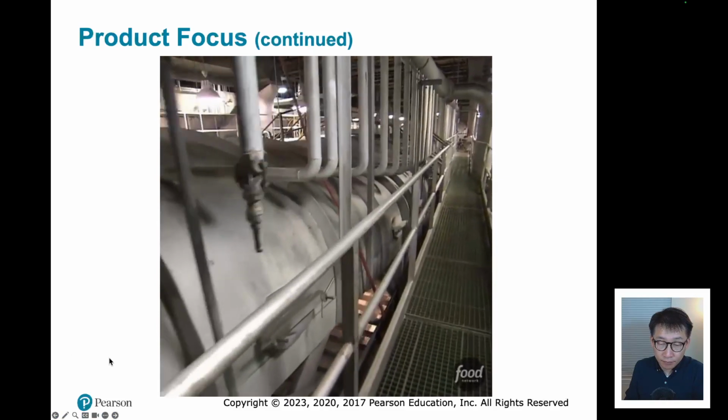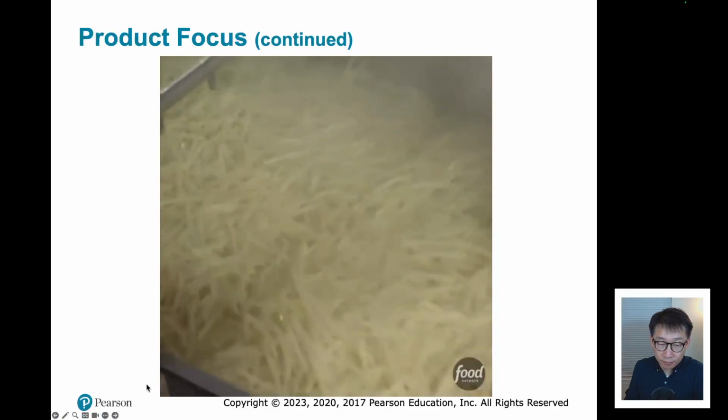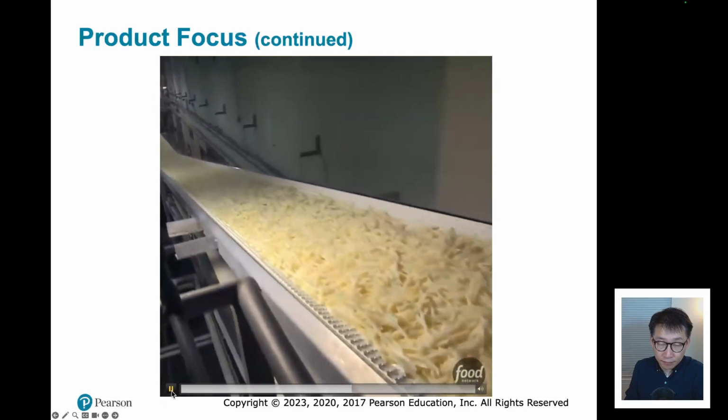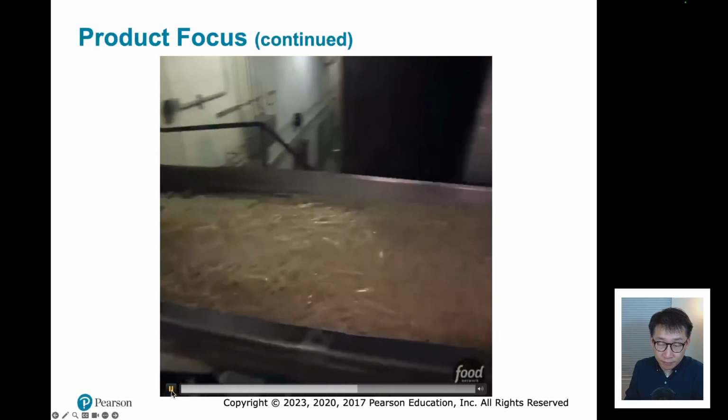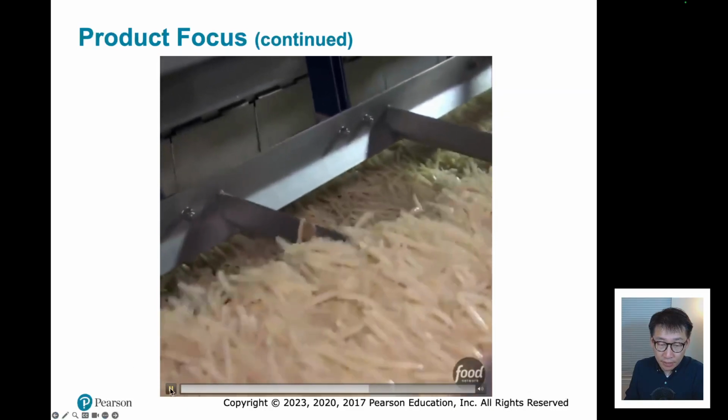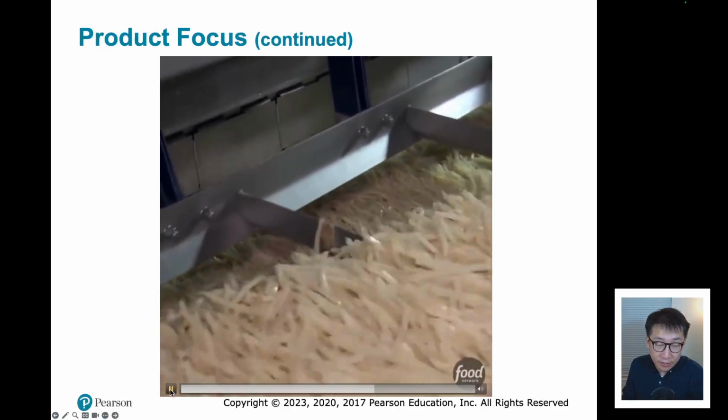These 100-foot-long blanchers soak the potato strips in steaming hot water for about 15 minutes to give these fries the texture you expect. To get the addictively crispy exterior takes a two-step process. This machine dries the blanched potatoes before they dive into the fryer.